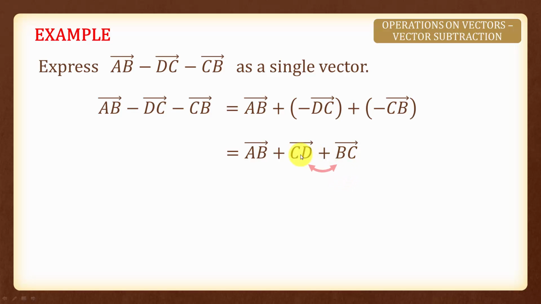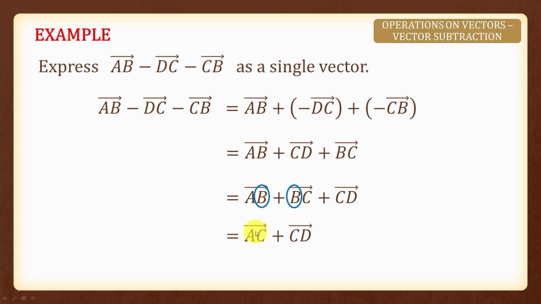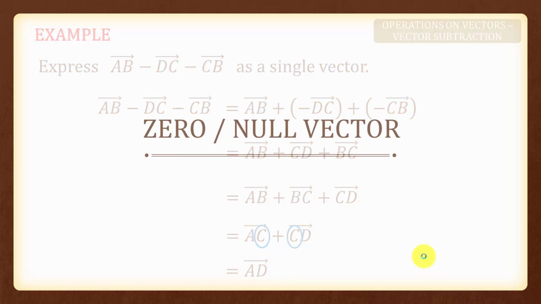What we can do is to switch these two vectors around to give us vector AB plus vector BC plus vector CD. Since these two letters are the same, the resultant vector will be vector AC plus vector CD. Likewise, these two letters are now the same, and we will have the resultant vector AD.